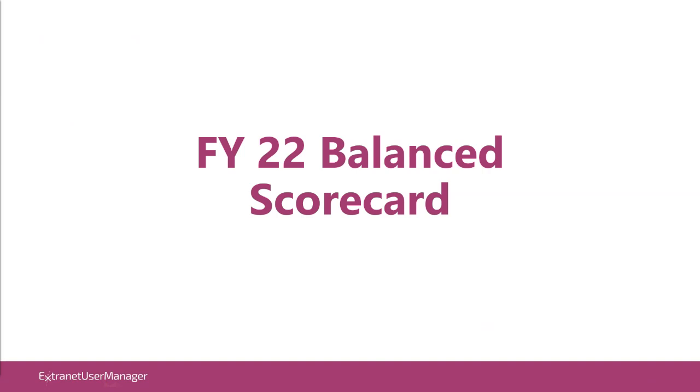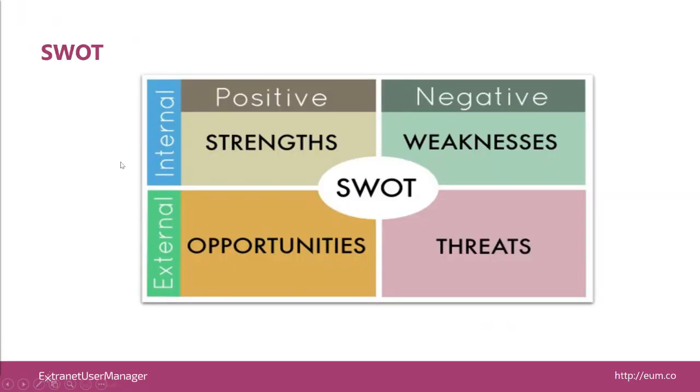So let's switch gears. Let's talk about our fiscal year 22 balanced scorecard. This is not a technical topic. This is absolutely a strategic business topic. If you're not familiar with balanced scorecards, what we generally do when we're doing our annual planning process as Envision IT is we start with a SWOT analysis. So strengths, weaknesses, opportunities, threats.